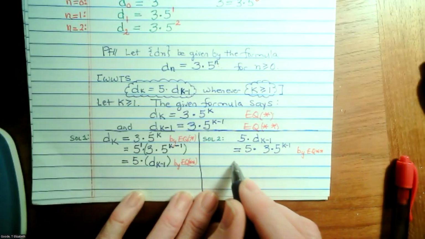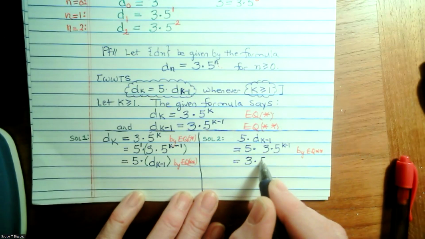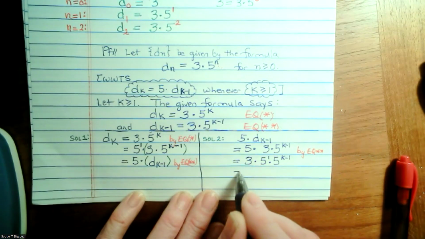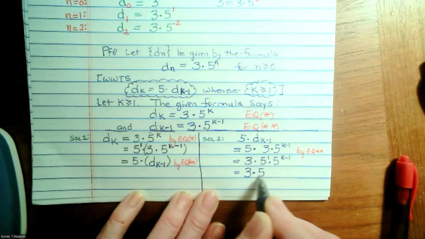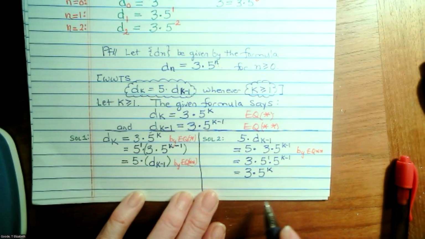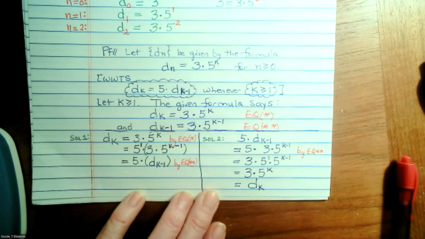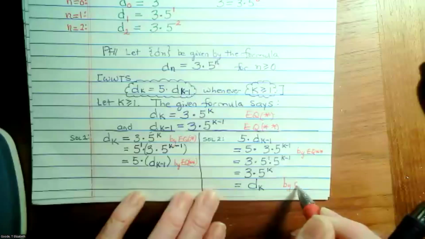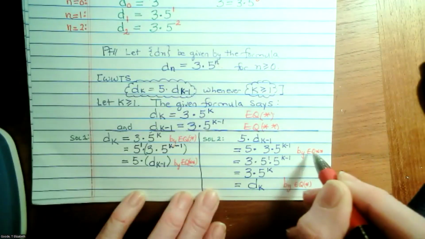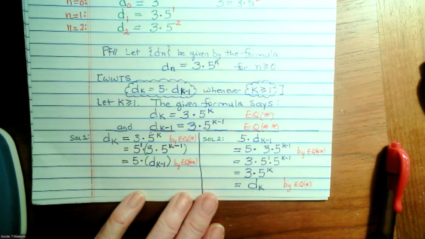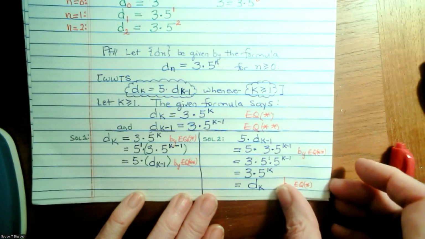So then we just add that 5 back. Just put the 5 to the 1 over there close to the 5 to the k minus 1, and then we realize that's really going to be 5 to the 1 plus k minus 1, which is 5 to the k. That's just algebra. And what is 3 times 5 to the k? D sub k. Exactly, by equation star. So that might even be an easier way for you to attack it. Either way works. It was just a few lines.